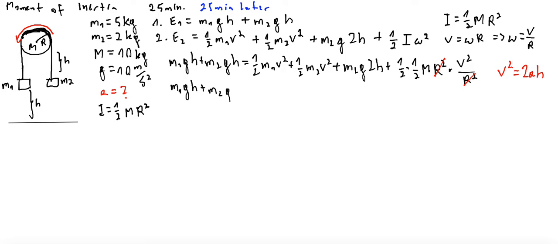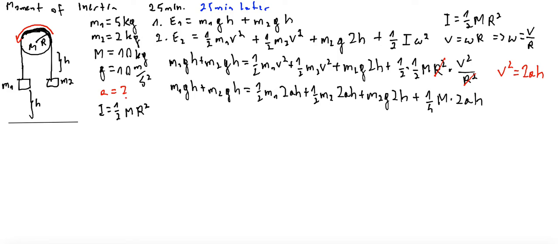m1gh plus m2gh is equal to half of m1 v squared. Substitute v squared is 2ah, plus half of m2 2ah plus m2g 2h plus here 1 over 2 times 1 over 2 is 1/4 capital M, and v squared is times 2ah. Okay, you see that h is in each part, here, here, here, here, here, and here. We can cross it. And now we have only one unknown, acceleration.